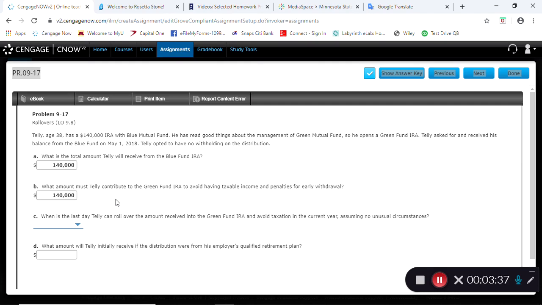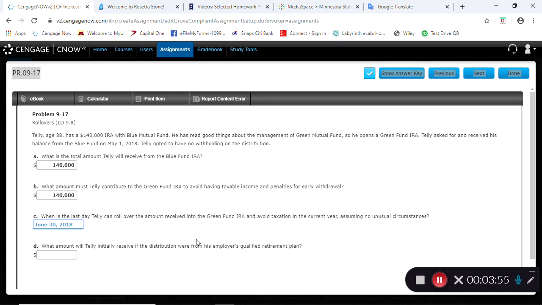Part C, when is the last day Telly could roll over the amount into his new IRA? So he has 60 days, and I'm sure you remember that from your reading in the chapter. So that would be June 30th. He has to do it pretty quickly.